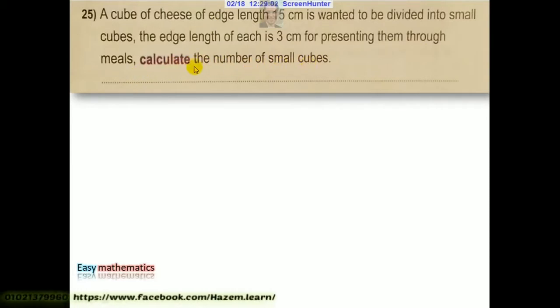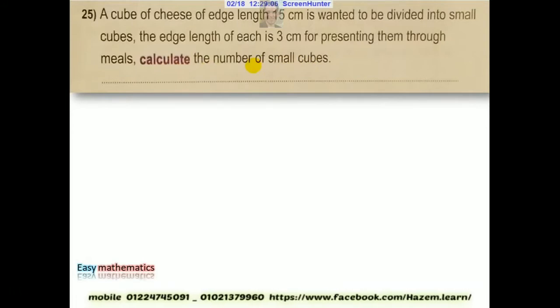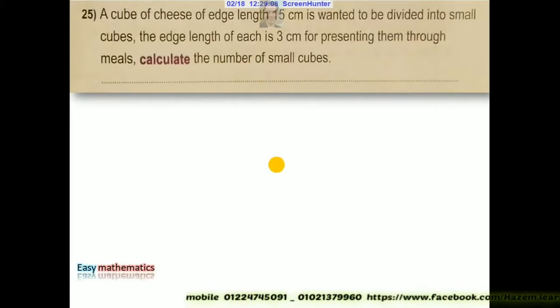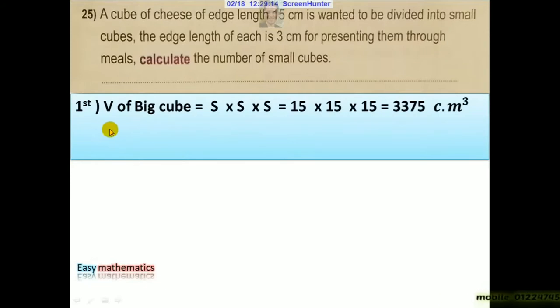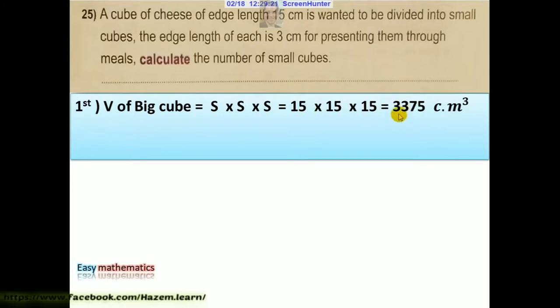When he asked me to find the number, I told you before, we solve this exercise in 3 steps. How? The first step, we must find the volume of the big cube. Volume of big cube will be side by side by side. It means 15 times 15 times 15 equals 3,375 cubic centimeter.